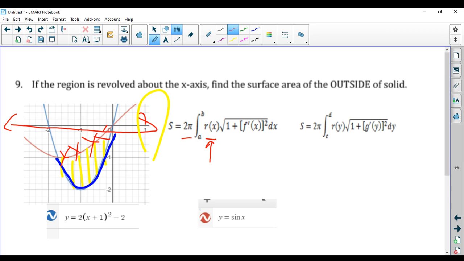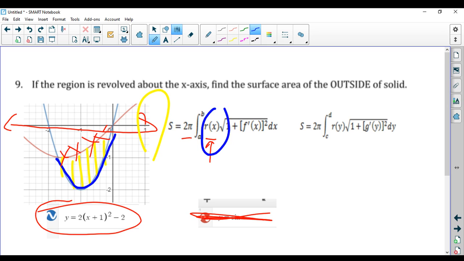You're just finding the surface area of that solid formed by the blue. The blue graph is this. So the only change from the question before is, first of all, you don't have to worry about the sine function. Secondly, we have a distance, the r of x. The r of x is just this distance, the distance your graph is from the axis of revolution.